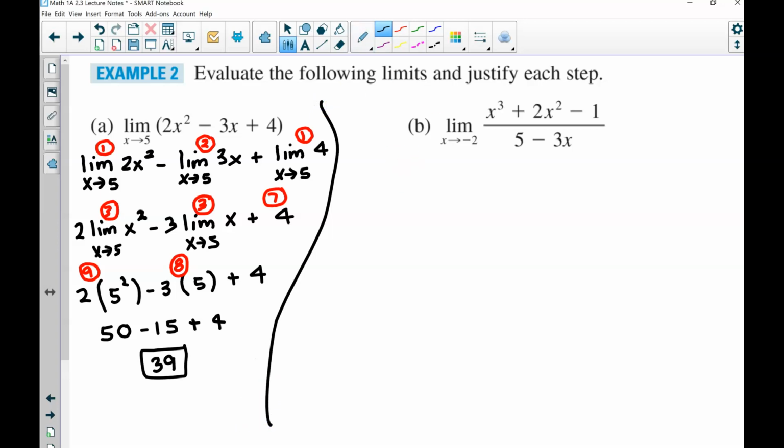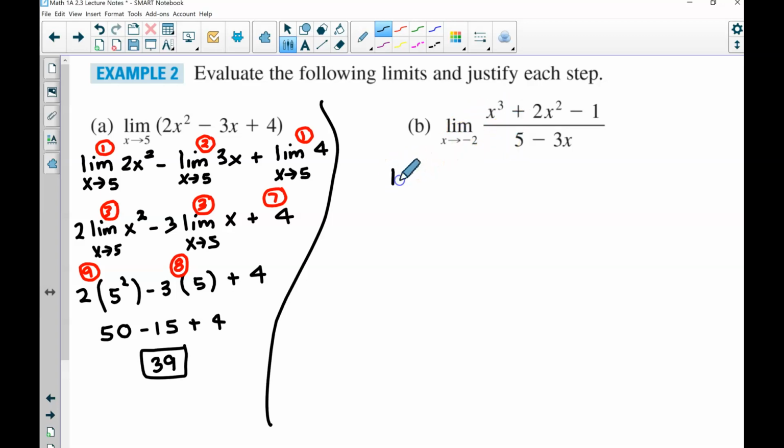Now let's take a look at example part B. And again, we're going to note down each step. So the first thing we want to do is that since this is a quotient law, we need to separate the limits for the numerator and denominator.